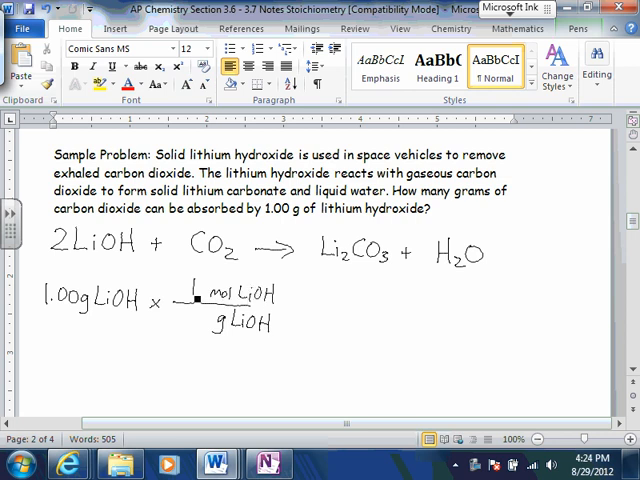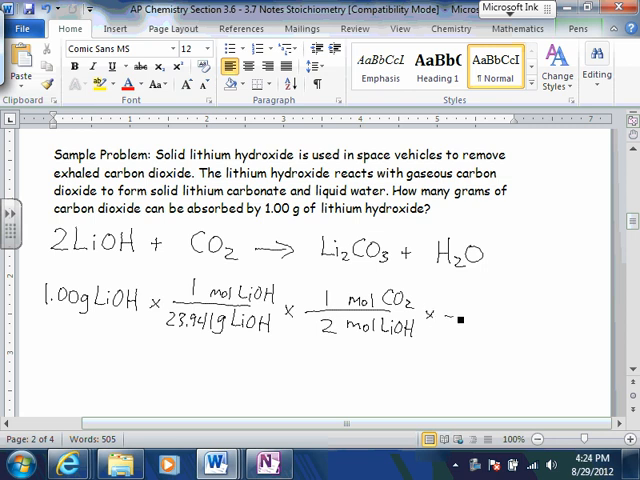And in 1 mole of lithium hydroxide, there are 6.941 plus 16 plus 1, about 23.941 grams of lithium hydroxide. And then from there, we're going to go from moles of LiOH to moles of what we're trying to find, which in this case is carbon dioxide, CO2. And the mole ratio here is 1 to 2. For every 1 mole of carbon dioxide, there's 2 moles of lithium hydroxide.